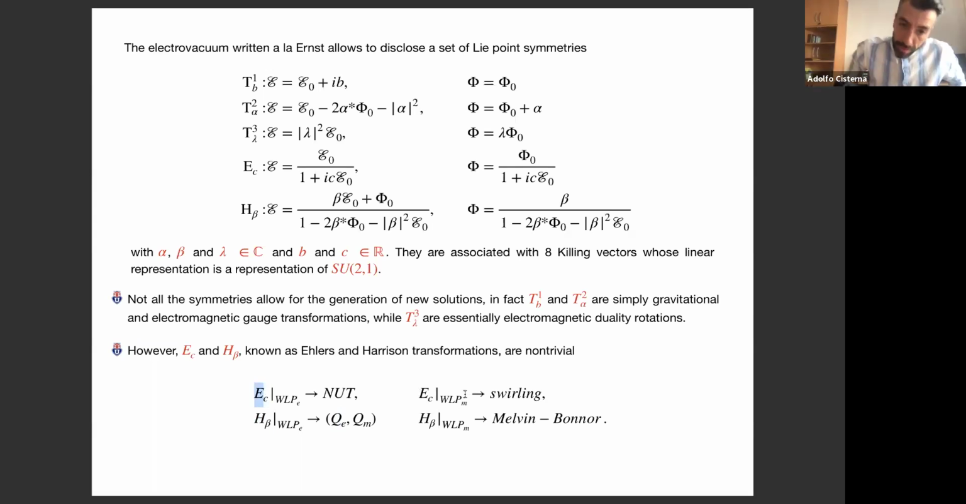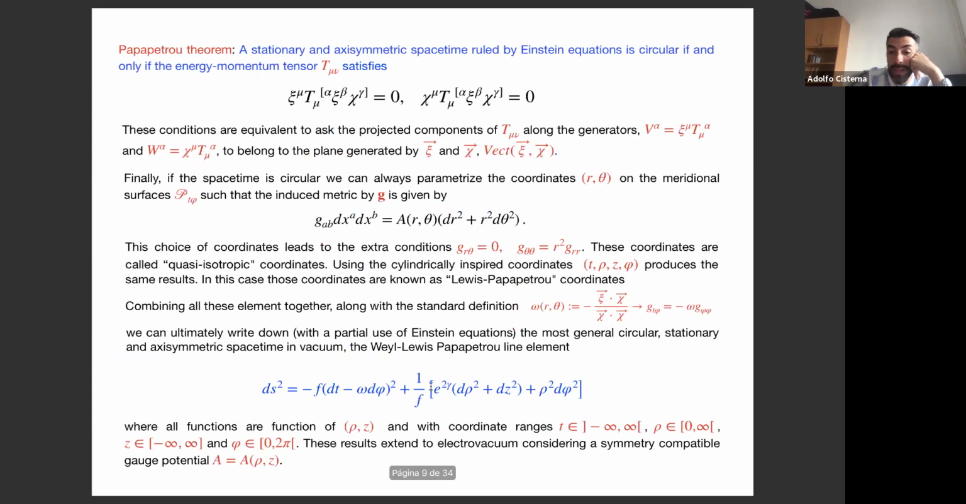Well, this is a very good question, but I should have told you before. If you see here, I said this is Lewis-Weyl-Papapetrou, and I put a subscript E and M, and this means electric and magnetic. The difference between these two line elements is that the original Weyl-Papapetrou element that I told you was the most general stationary, axisymmetric, and circular one, well, it's not the only one. There is another one, which is the magnetic version of this very same line element, obtained via a double Wick rotation between the Killing coordinates.